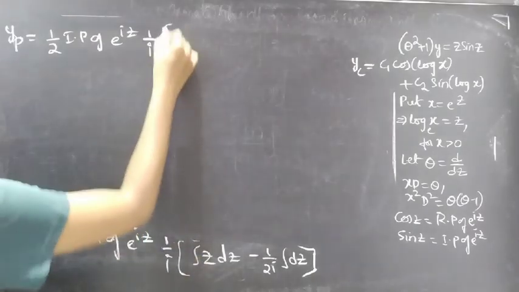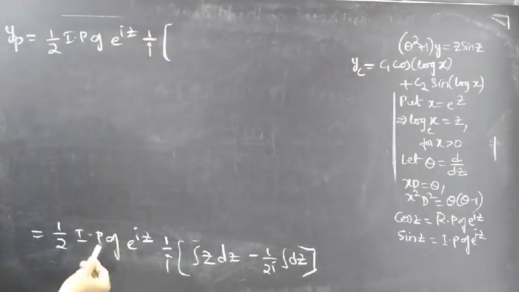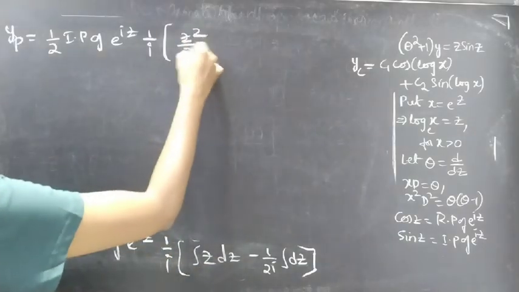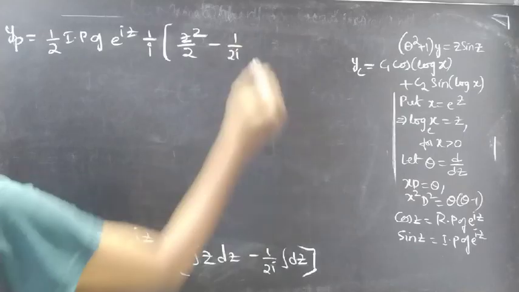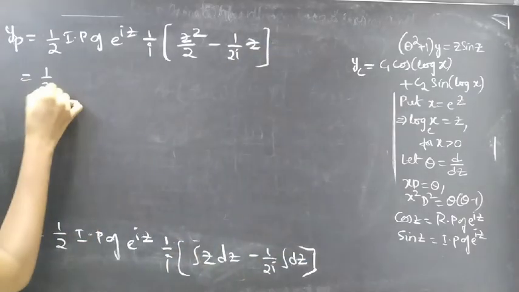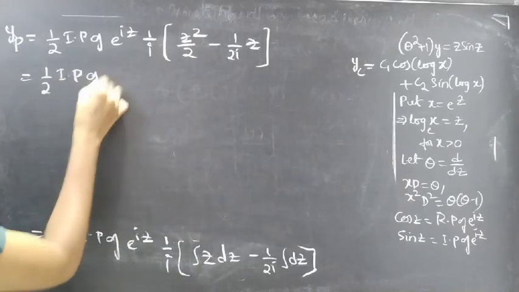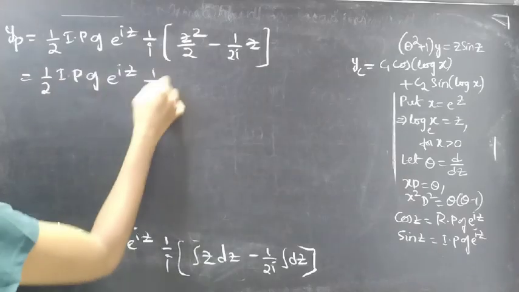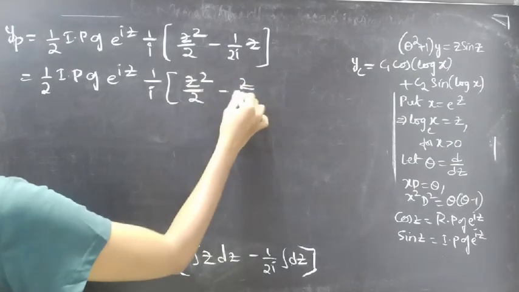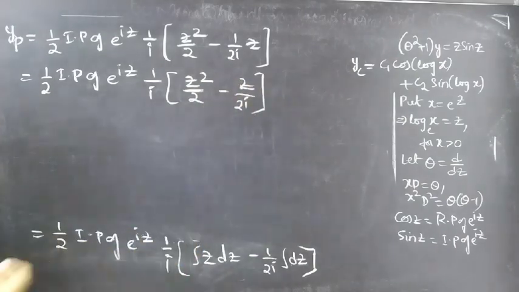Now this becomes 1 by 2 into the imaginary part of e power iz into 1 by I into integral z dz, which is z square by 2, minus 1 by 2i into integral dz, which is z, right? This equals 1 by 2 into the imaginary part of e power iz into 1 by I into z square by 2 minus z by 2i.